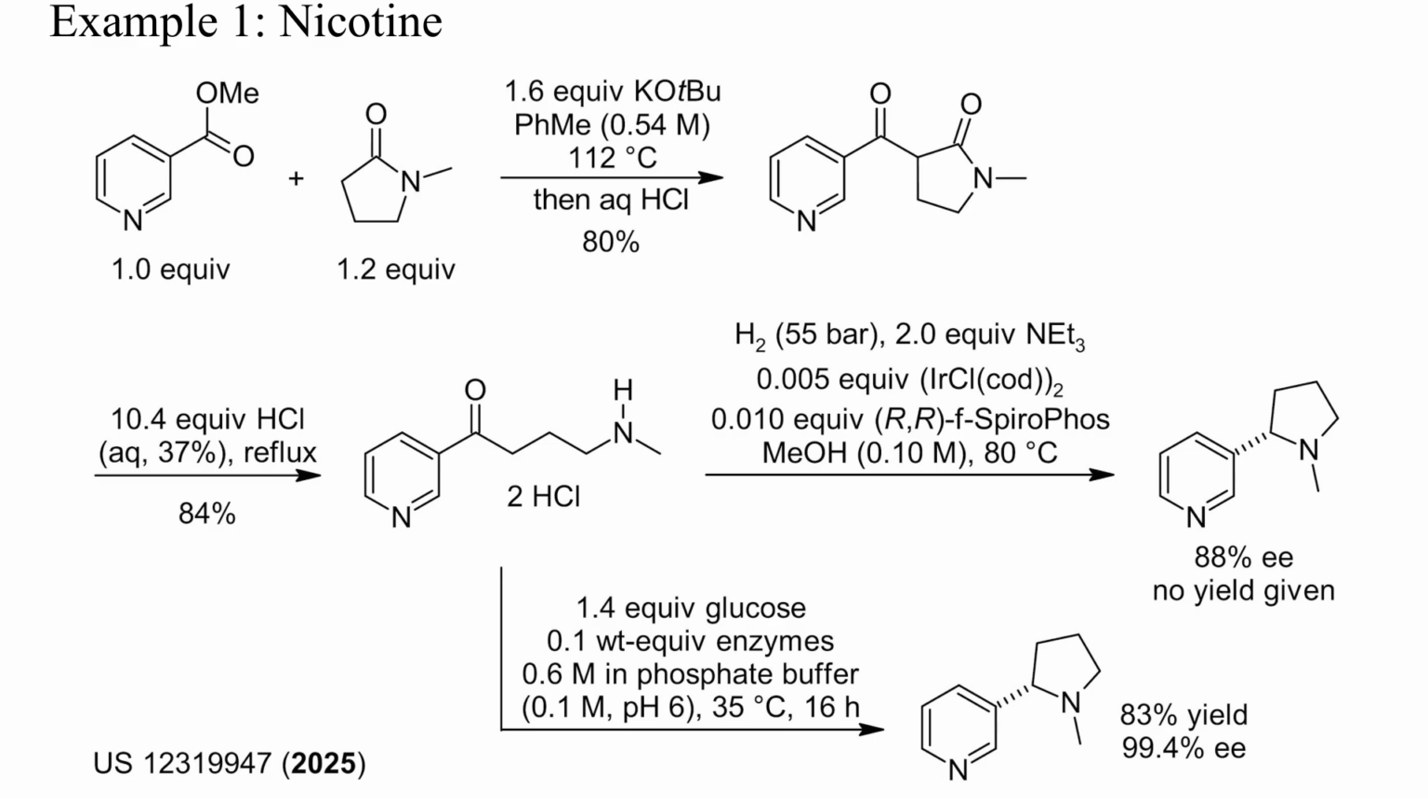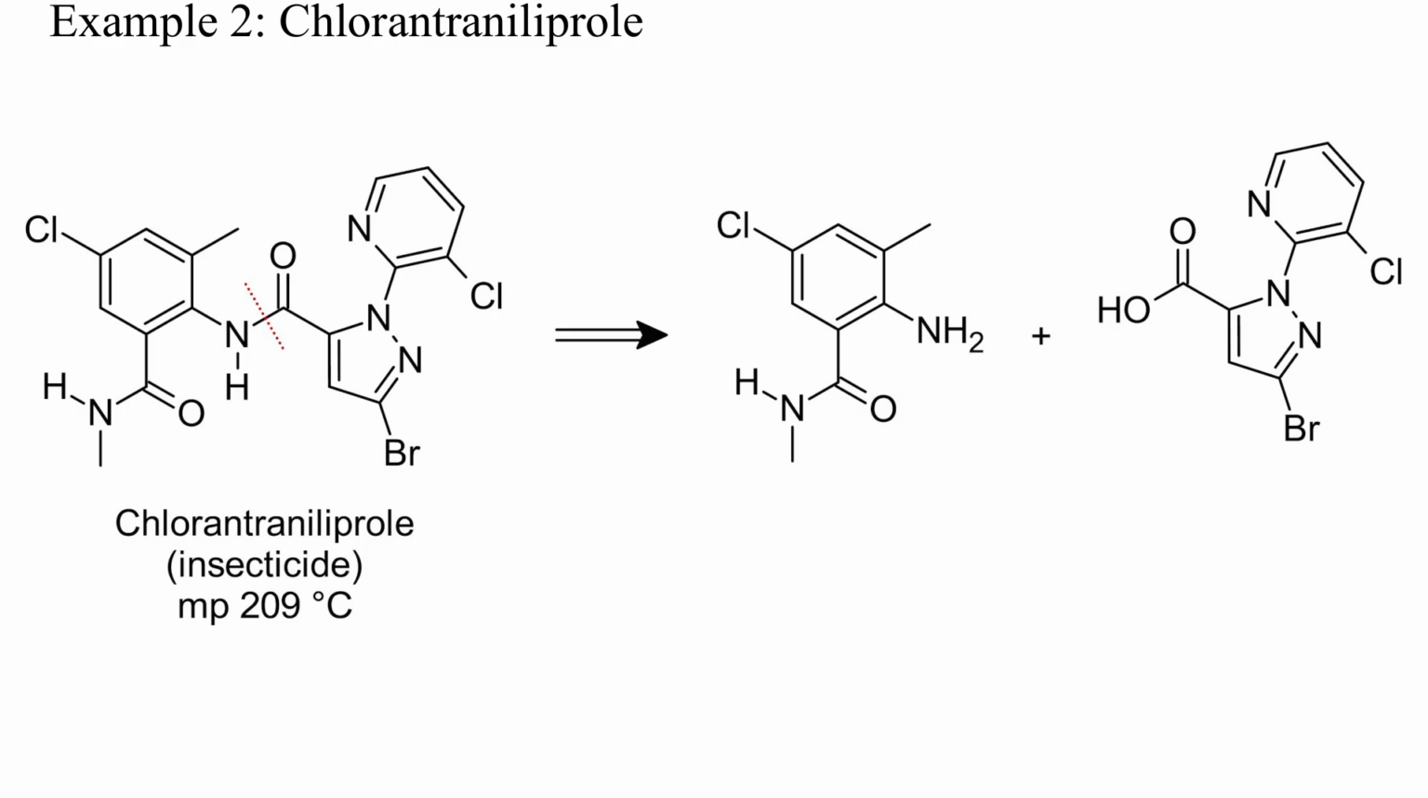Importantly, the enzymatic reduction could be carried out at a relatively high concentration, which is important for the final production costs. Let me show you another example, the new insecticide, chlorantraniliprole. Here, the most obvious first retrosynthetic step would be cleavage of the central amide bond. This yields an aniline and a pyrazole carboxylic acid, which should be easy to combine to the final product.